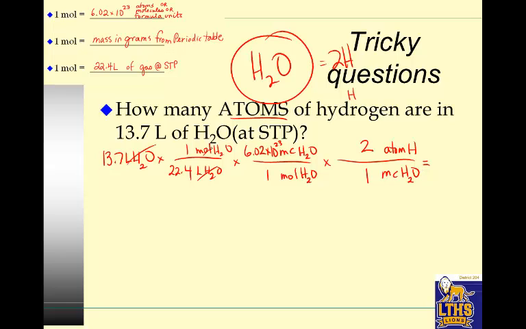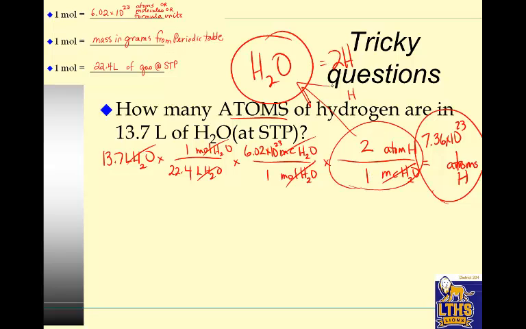Liters cancel liters, moles cancel moles, molecules cancel molecules. We're left with atoms of hydrogen only. Then plug in 13.7 divided by 22.4 times Avogadro's number times 2, and you get 7.36 times 10 to the 23rd atoms of hydrogen. So this last step depends on the chemical formula of water, but everything else is a mole conversion.